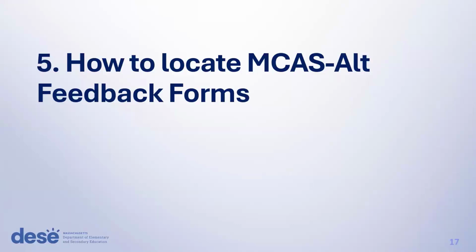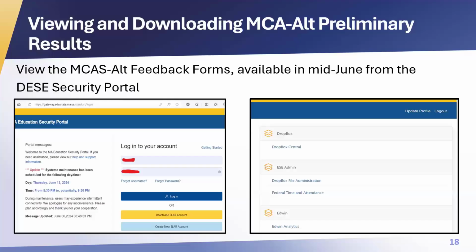If you had students that participated in the MCAS-Alt, they get what's called a feedback form. So how do we get these feedback forms? The MCAS-Alt feedback forms are found, like a lot of other tools available in documents for schools, in the DESE security portal. Everybody should have an account for the security portal. You want to talk to your director or administrator if you don't have an account, and they assign you these particular roles. And once you log into the security portal, you'll look for these particular materials.